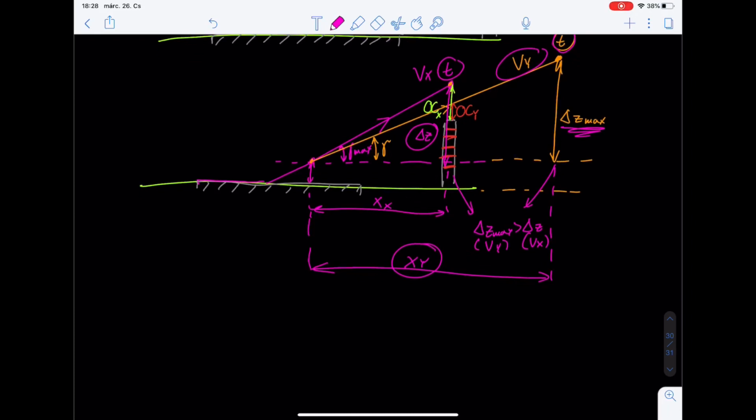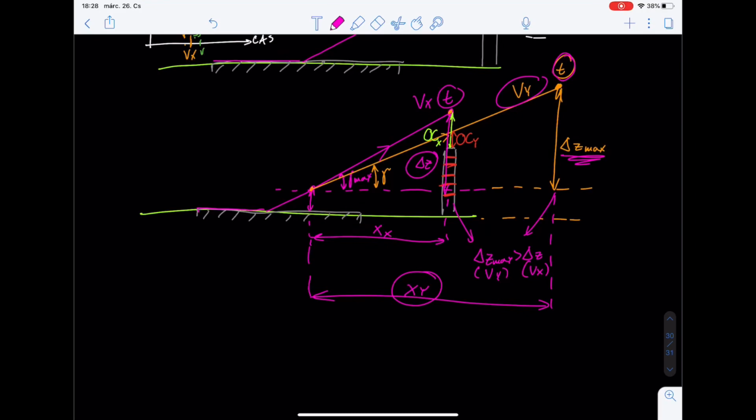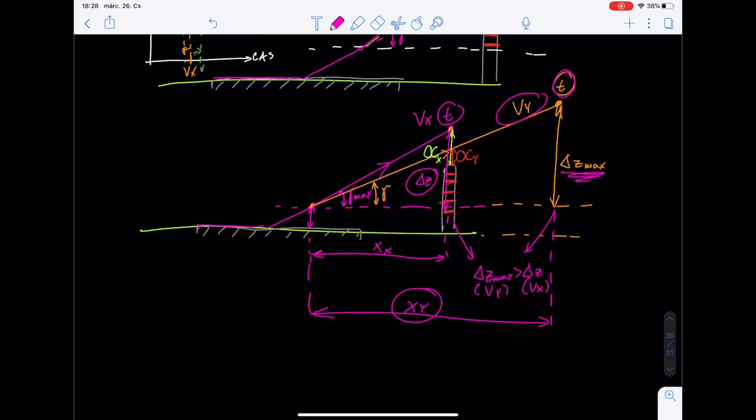Okay, so usually this one would be called in commercial aviation flying with minimum cost, or climbing with minimum cost, or max rate. Okay, because what you achieve with this one is the best rate of climb again.